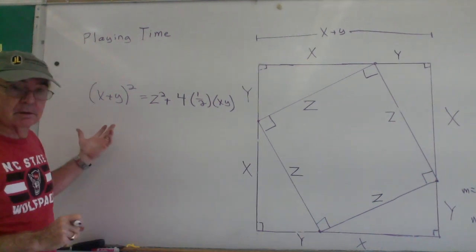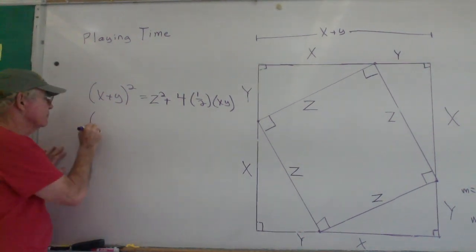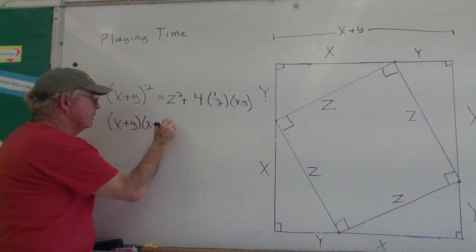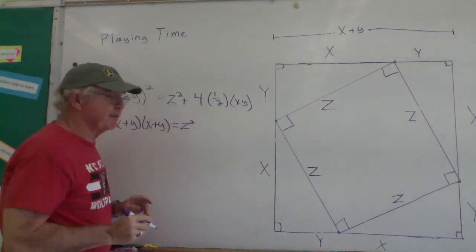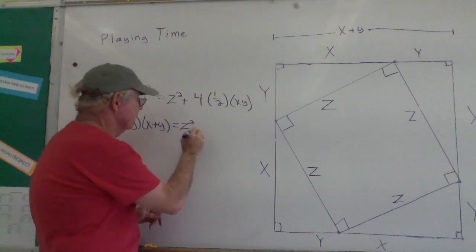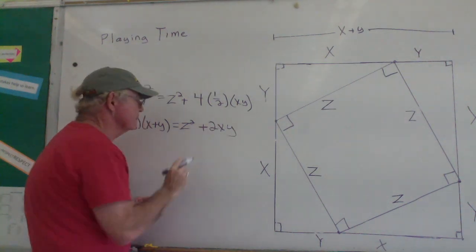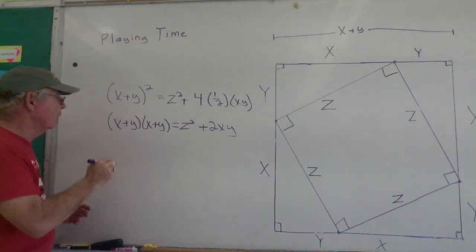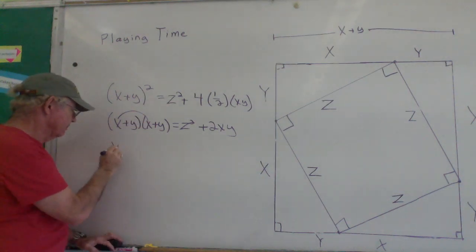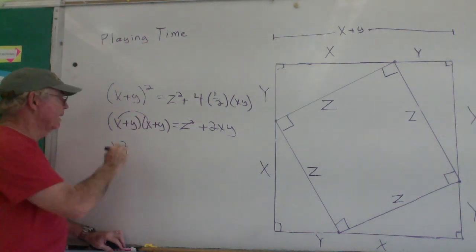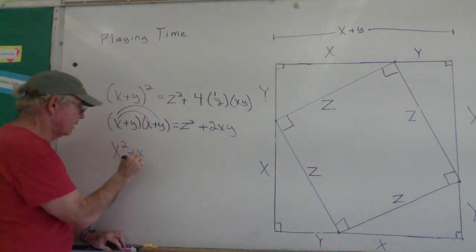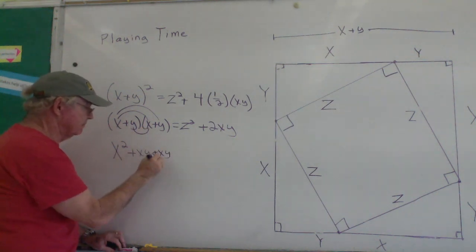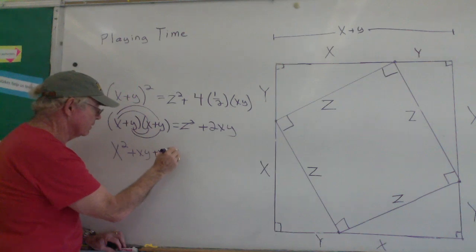So let's look at this. Let's expand this binomial. Let's combine this. 4 times 1/2 is 2, and you have 2xy. Okay, let's double distribute. Some call it FOIL. What have you? X times x, x squared. X times y, xy. Y times x, we're just going to call it xy again. And y times y, y squared.